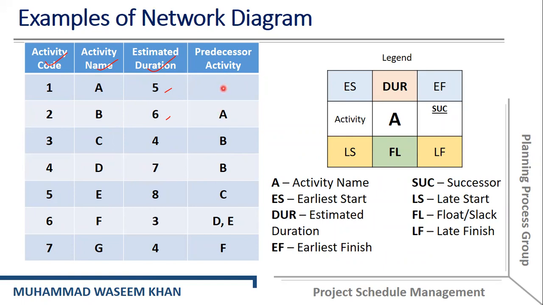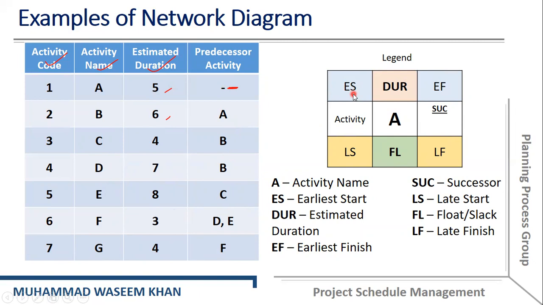And we have the predecessor activities as well. The predecessor for activity A is no one. That means that activity A is an independent activity. It does not have any predecessor activity, but activity B depends on A, activity C depends on B, activity D depends on B, activity E depends on C, F depends on D and E, and G depends on F. Now at the right side of this slide, you can see the legend.